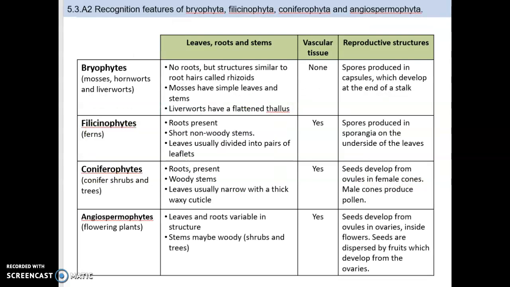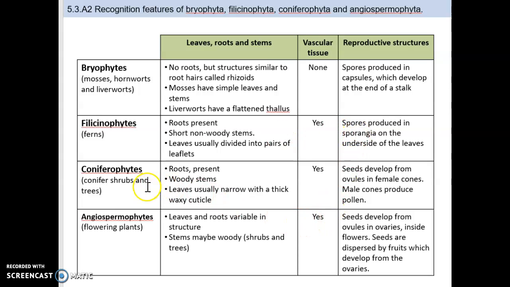So you've got your bryophytes, which is your mosses, your hornworts, your liverworts. They don't have any vascular tissues. Tells us what they're like in terms of leaves, roots, and stems. They've got no roots, very simple leaves, and they produce spores. You've then got your ferns, which have vascular tissue. They're going to have short, non-woody stems, and they're going to have roots present, and they produce spores.